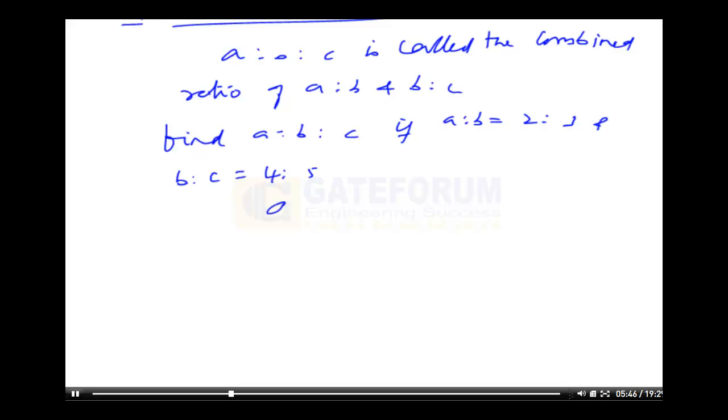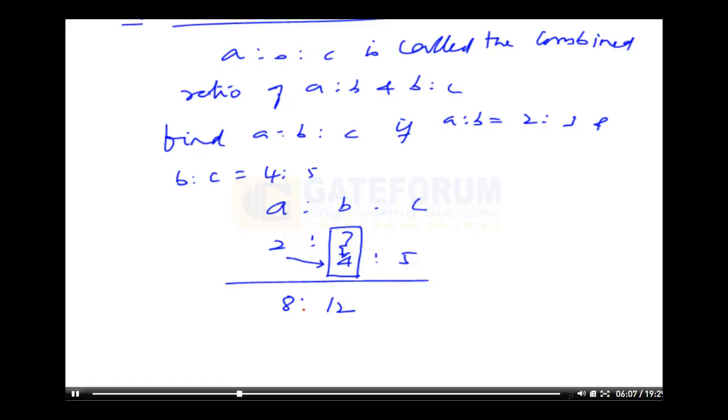Just write the letters A, B, C. Below that, the corresponding numbers. Now, B is related to A and C, but differently. When B is 3, A is 2. When B is 4, C is 5. We have to make B a constant. Take the LCM. That is 12. That means you have multiplied 3 by 4. You have to multiply 2 also by 4. Now we have multiplied 4 by 3. You have to multiply 5 also by 3. So you have combined two ratios.